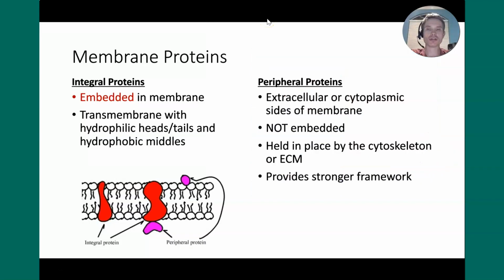In addition to cholesterol, there are many proteins embedded within our cell membrane. The ones that go through the membrane from one side to the other are called integral proteins. These are embedded within the membrane. Whereas the peripheral proteins, these are sitting on the surface of the cell membrane. So they may be on the extracellular side, or they may be on the intracellular side.